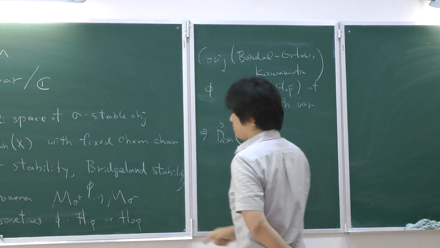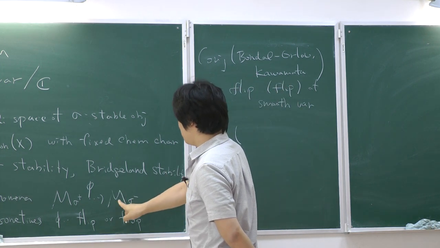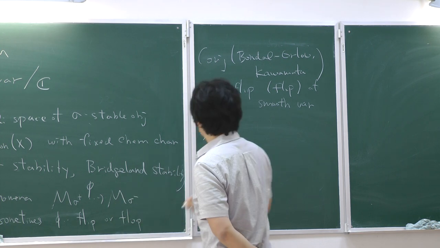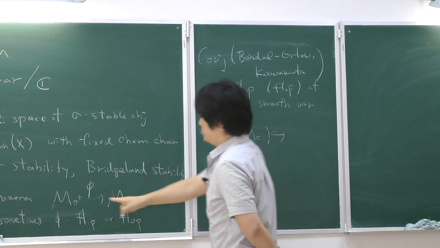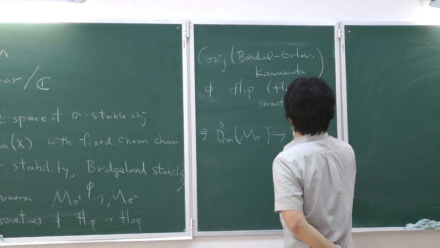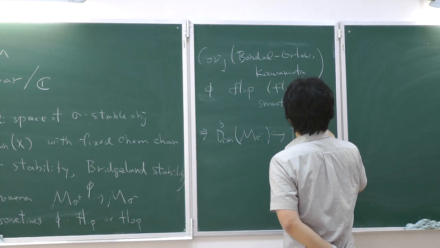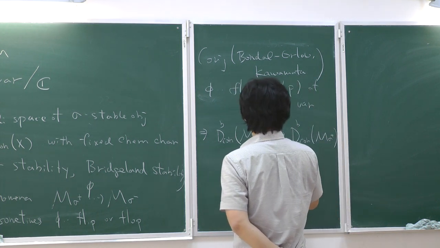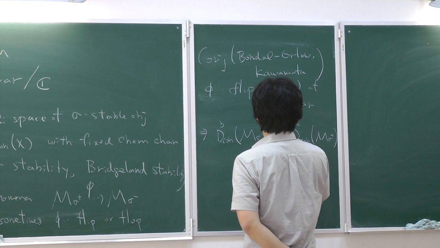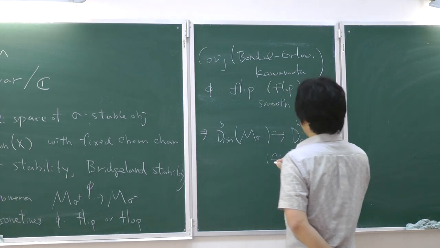So if this is a flip, then the derived category of the flipped one must be smaller than here. So this is the flip case. And in the flop case, this is an equivalence.